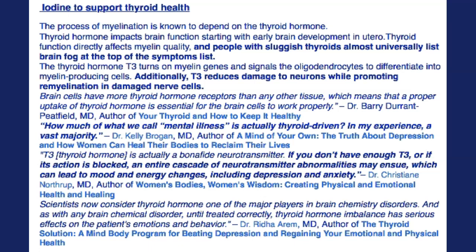T3, thyroid hormone, is actually a bona fide neurotransmitter. If you don't have enough T3, or if its action is blocked, an entire cascade of neurotransmitter abnormalities may ensue, which can lead to mood and energy changes, including depression and anxiety. Scientists now consider thyroid hormone one of the major players in brain chemistry disorders.